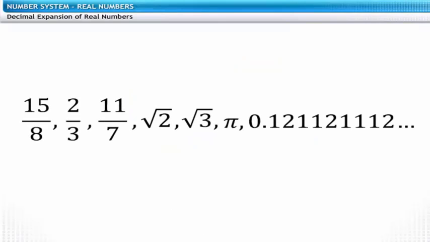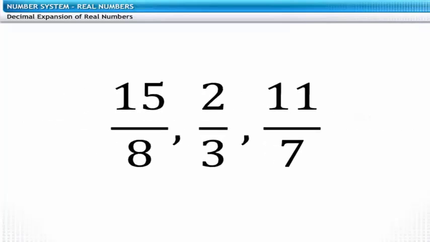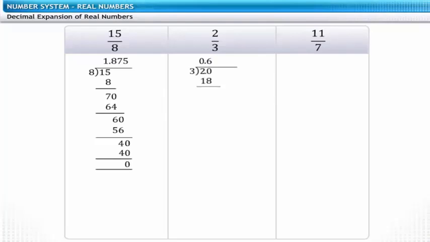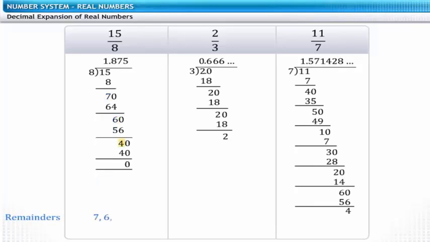Let's review the examples of real numbers. Consider the rational numbers among the real numbers. Solve each of them as shown. The following are the remainders and the divisors in each case.